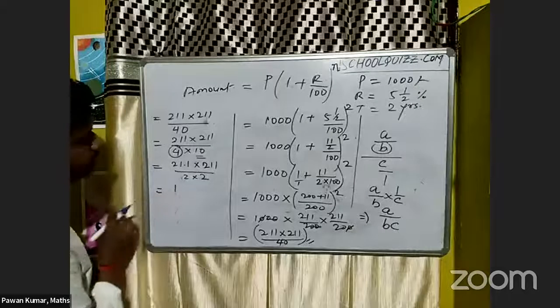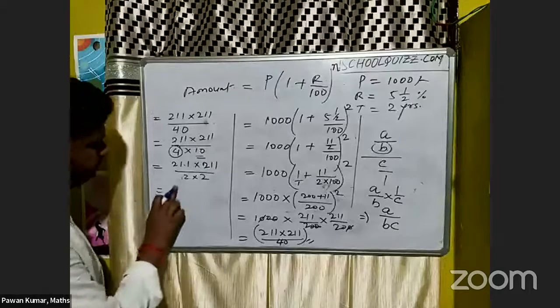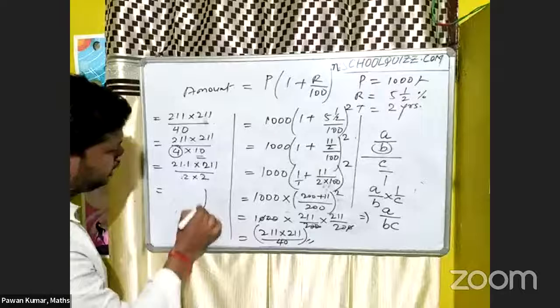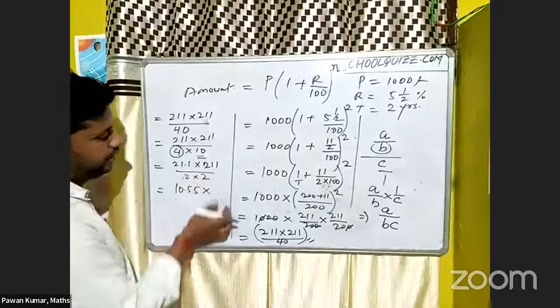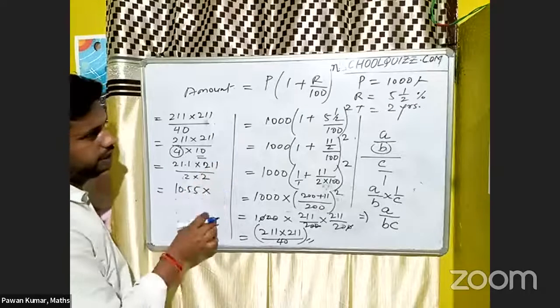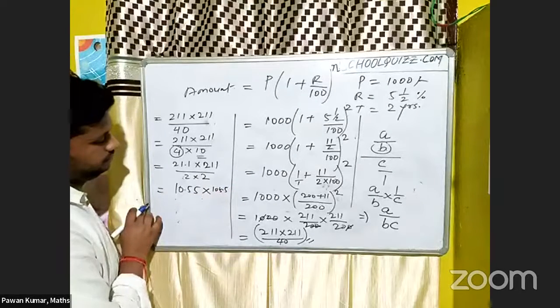10.55. 10.55 into half of 211. Do it like that. Half of 200 is 100, half of 10 is 5. So 105.5.